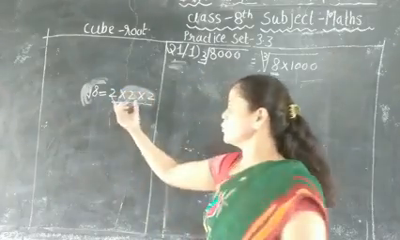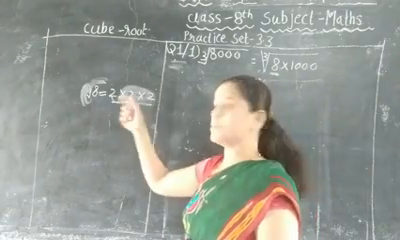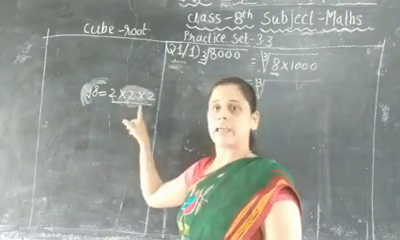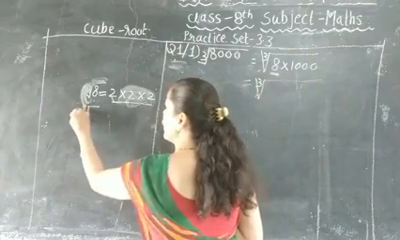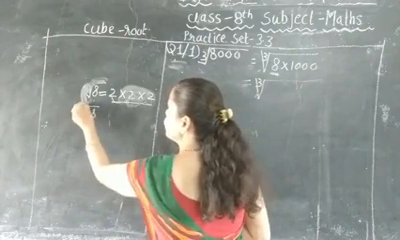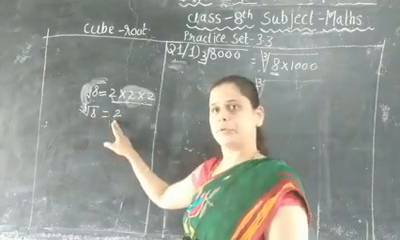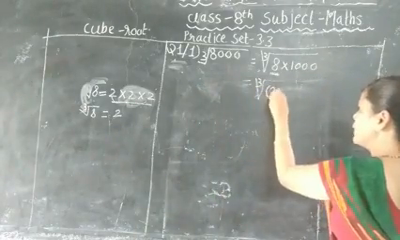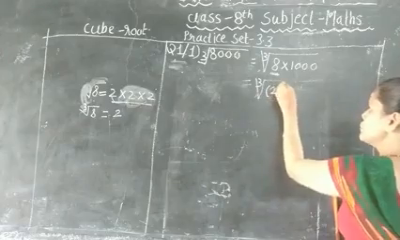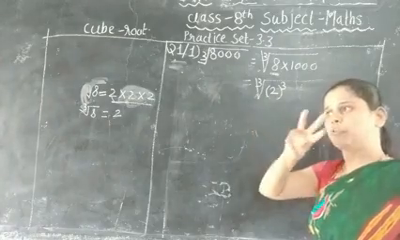Cube root of 8 is 2 because the factors of 8 are 2 into 2 into 2. Here is the group of 3. We multiply 2 three times and we find the number 8. So the cube root of 8 will be 2. Is it clear? Same as, 8 we can write as 2 raised to the power 3 because 8 equals multiplication of 2 three times.